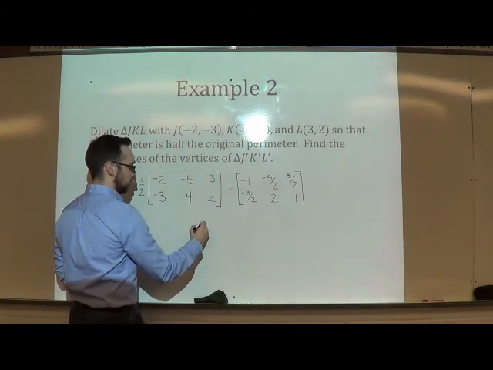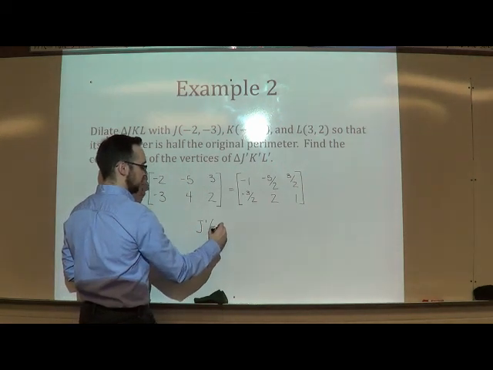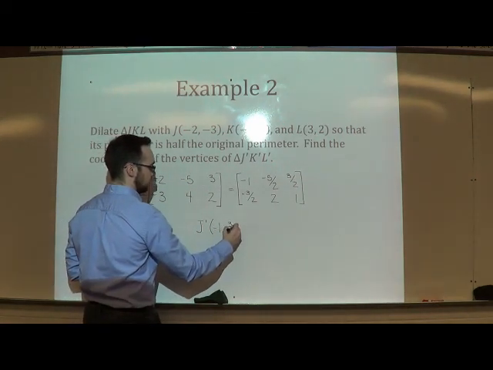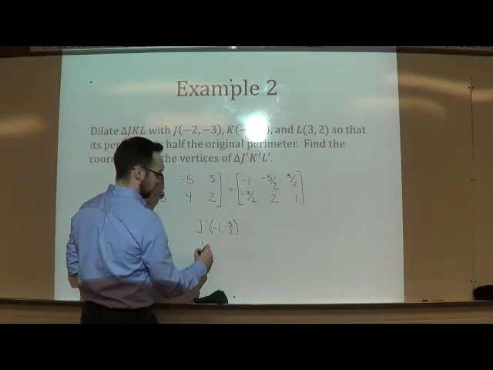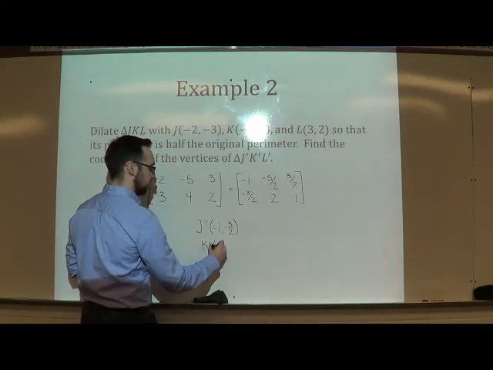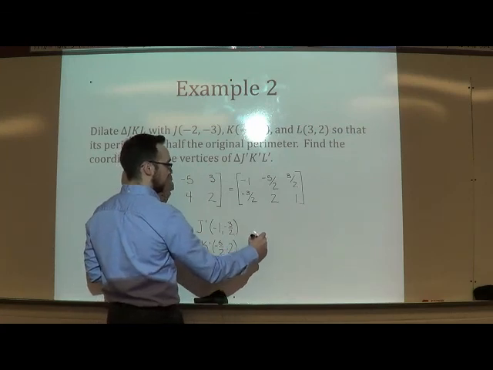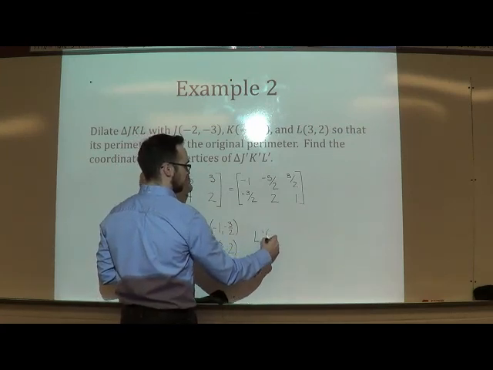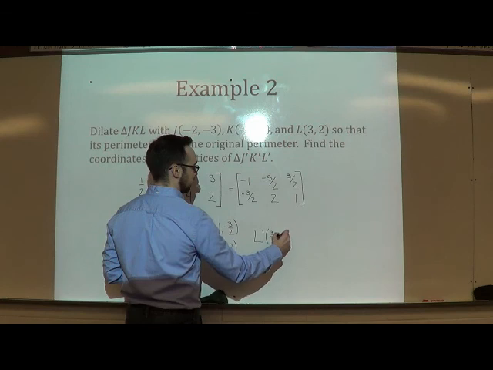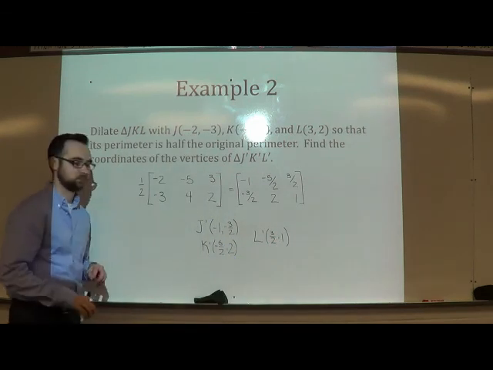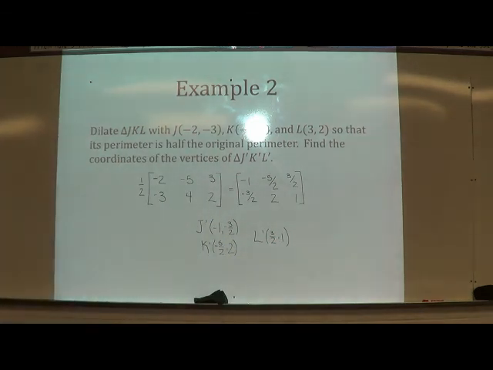So J prime would be (-1, -3/2). K prime is (-5/2, 2). And L prime is (3/2, 1). And those are the 3 new coordinates of a triangle that has half the perimeter of the original triangle.